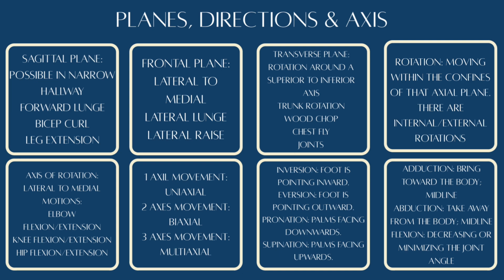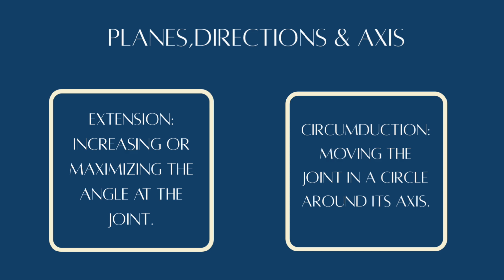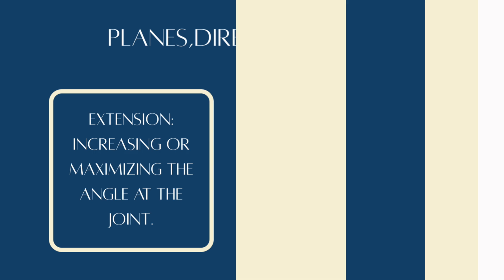And flexion means decreasing or minimizing the joint angle. An example of this would be bicep curl. Lastly, extension means increasing or maximizing the angle of the joint. And circumduction means moving the joint in a circle around its axis. For example, moving the hip joint, the ball and socket joint, in a rotating movement.